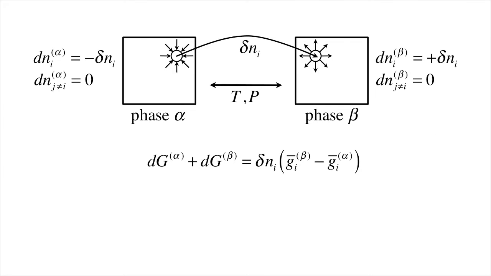Okay, so returning to our phases alpha and beta, we can express the total change in G of the system as dN_i times the difference in the partial molar Gibbs free energy between these two phases. Likewise, for alpha and beta to be in a stable equilibrium state and not pass a quantity of species I in one direction or the other, the partial molar Gibbs free energies of species I in both phases must be the same.